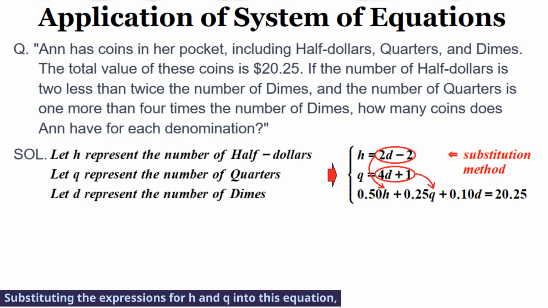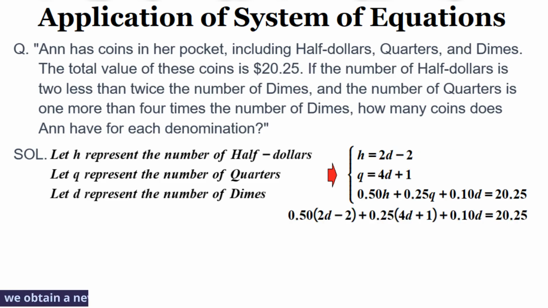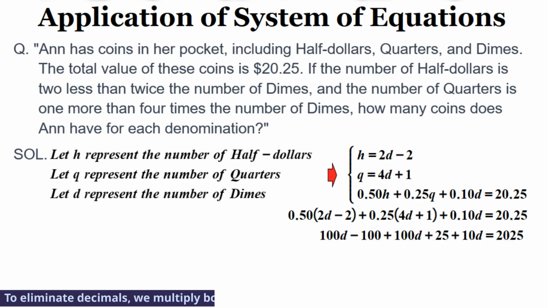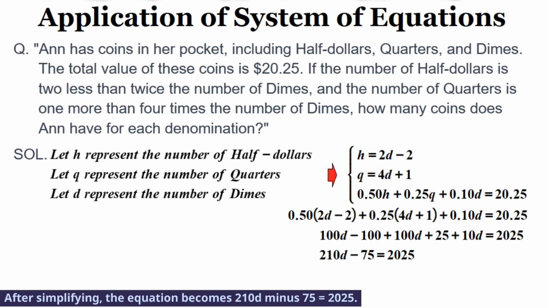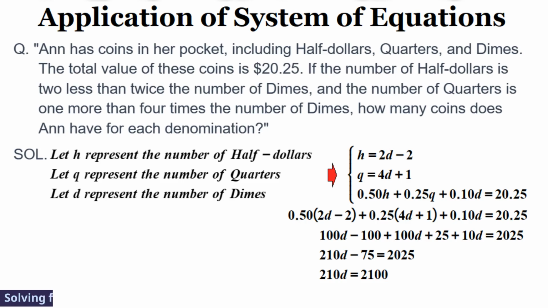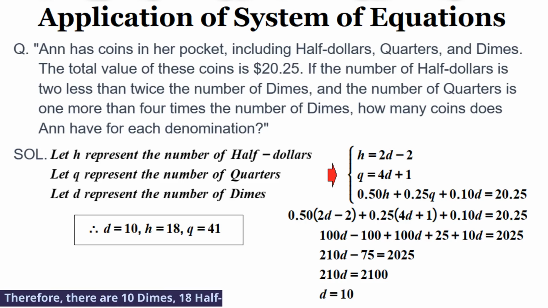Substituting the expressions for H and Q into this equation, we obtain a new equation. To eliminate decimals, we multiply both sides by 100. After simplifying, the equation becomes 210D minus 75 equals 2025. Solving for D, we find D equals 10. Therefore, there are 10 dimes, 18 half dollars, and 41 quarters.